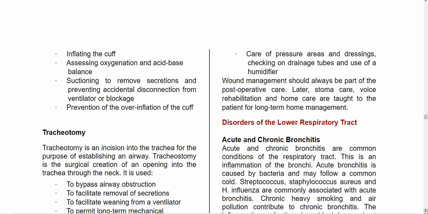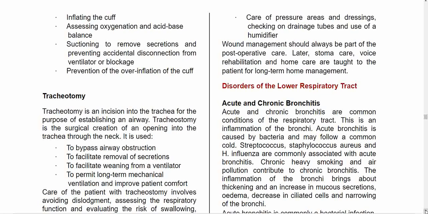Disorders of the lower respiratory tract: we have acute and chronic bronchitis, which are common conditions of the respiratory tract. This is an inflammation of the bronchi. Acute bronchitis is caused by bacteria and may follow a common cold. Streptococcus, Staphylococcus aureus, and Haemophilus influenzae are commonly associated with acute bronchitis.